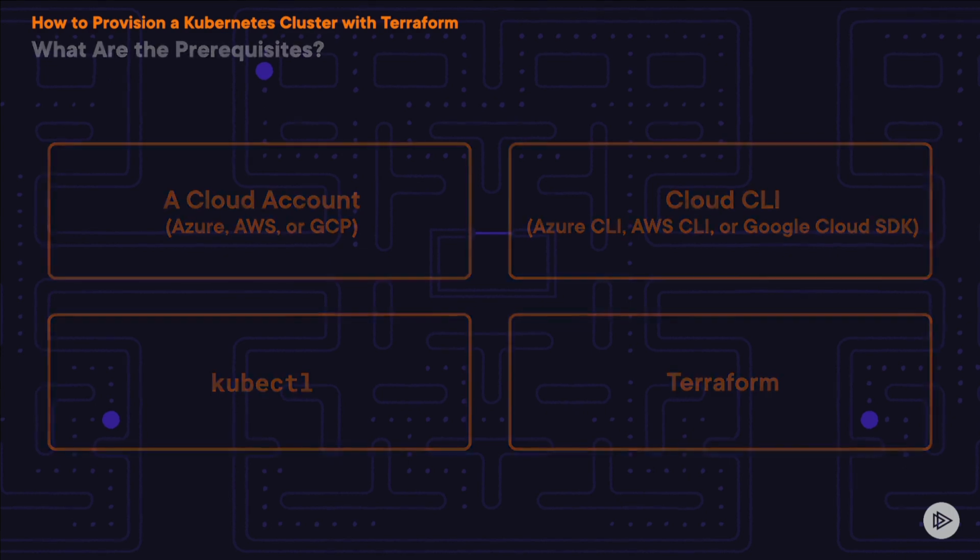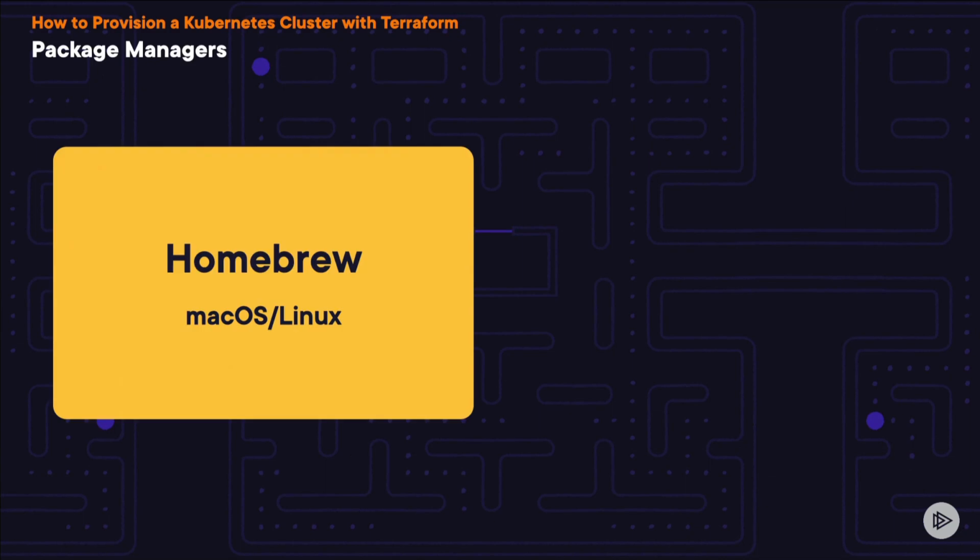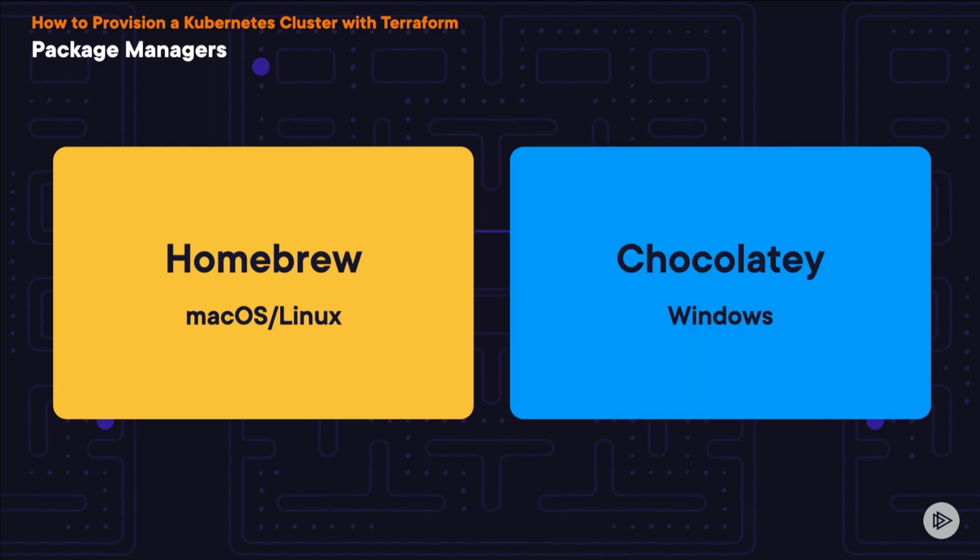This next part is just a suggestion. To simplify things a little bit, we're going to install using two popular package managers. First up, we have Homebrew, which can be installed on Mac OS or Linux. And then we have Chocolatey for Windows.